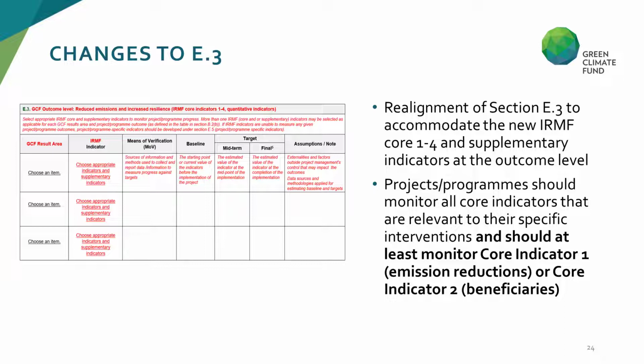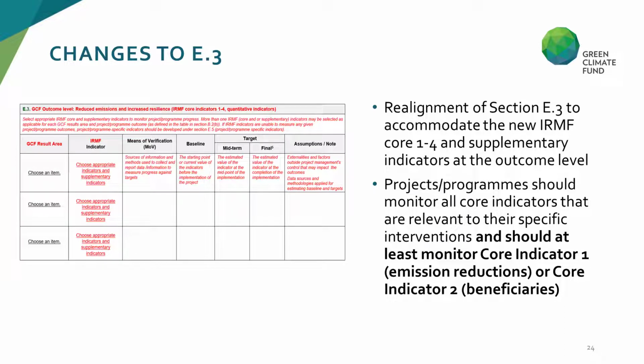In the previous version of the FP template, the PMF indicators, including core, fund level impacts, and fund level outcome indicators, were listed in section E3, 4, and 5, respectively. These PMF indicators are now replaced with IRMF core 1 to 4 and supplementary indicators under section E3 of the updated FP template.